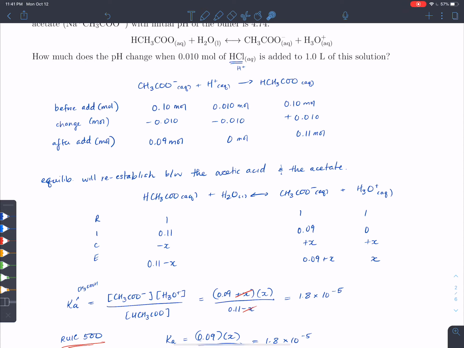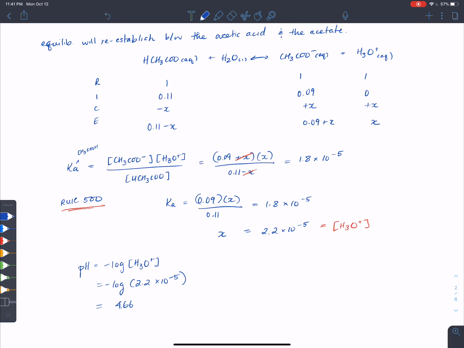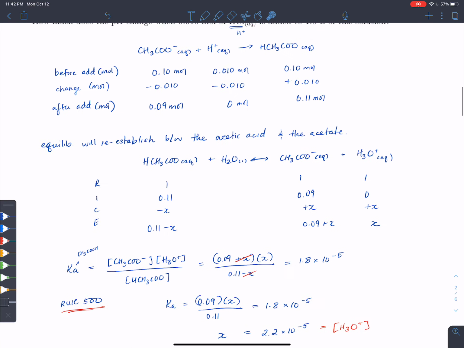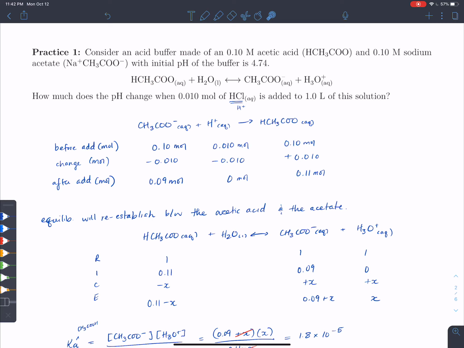But the question says, how much did it change by? So I know my pH final is going to be subtracted by my pH initial. My pH final was 4.66 and my pH initial was 4.74. So when I look at the difference, I'm going to end up with negative 0.08, which means that my pH dropped by 0.08. And when you think about it, that's a small drop. That means that there's not that much change in my pH. So my buffer was really good at making up for that small addition of strong acid that was added.